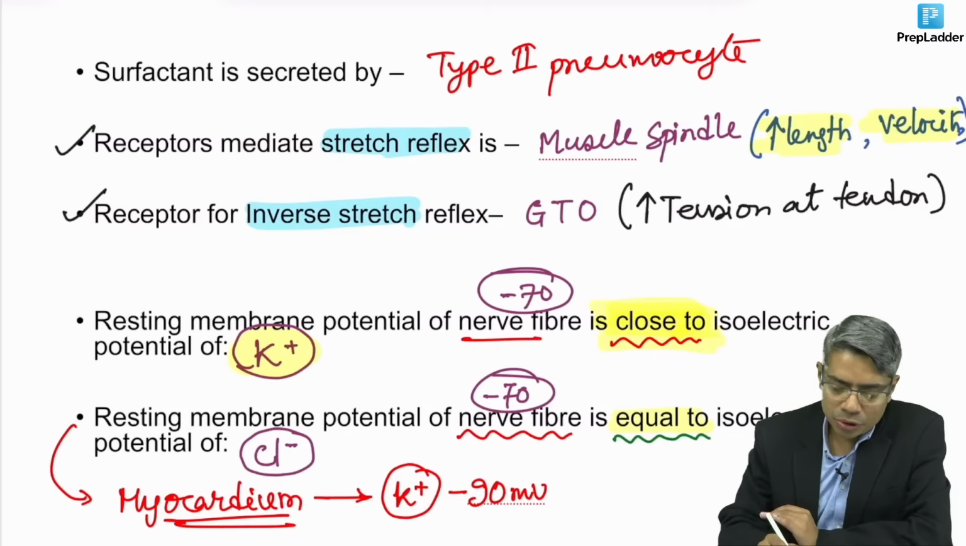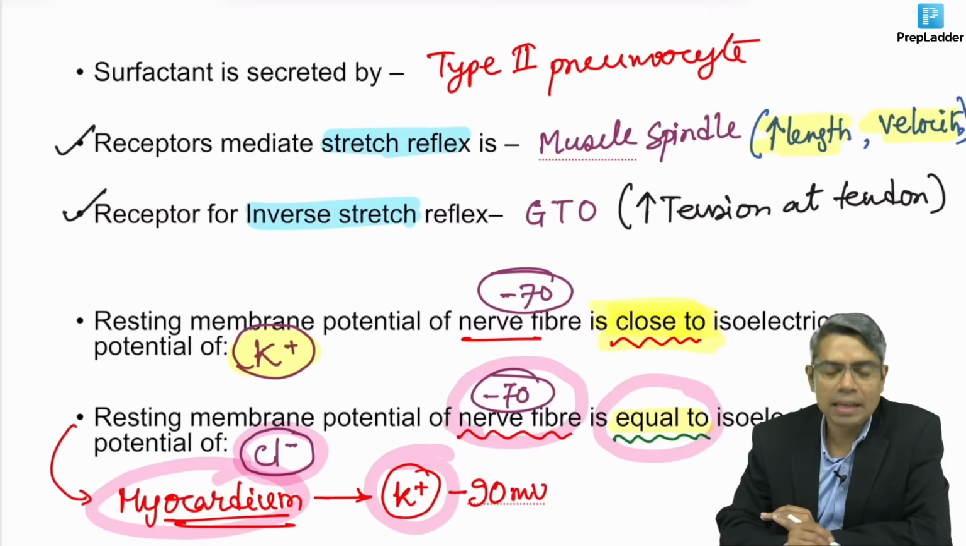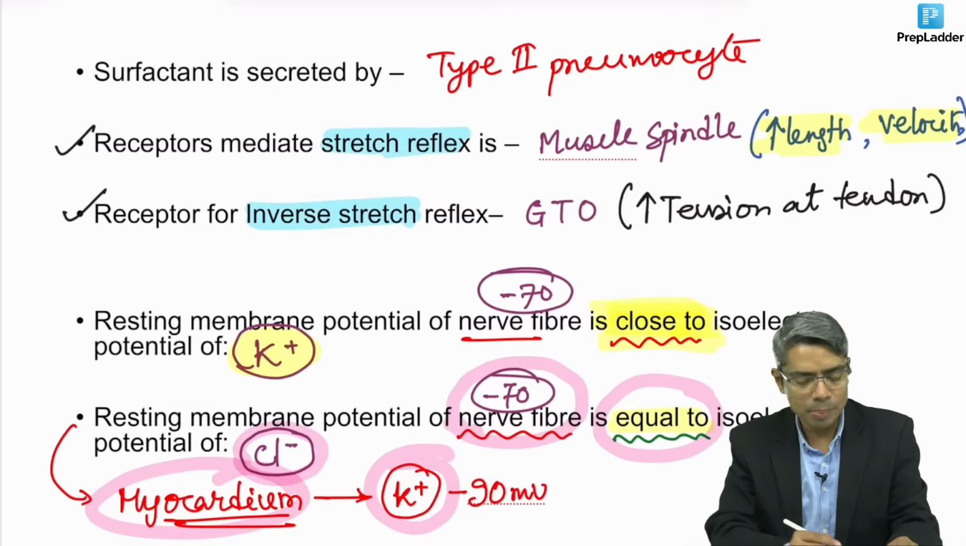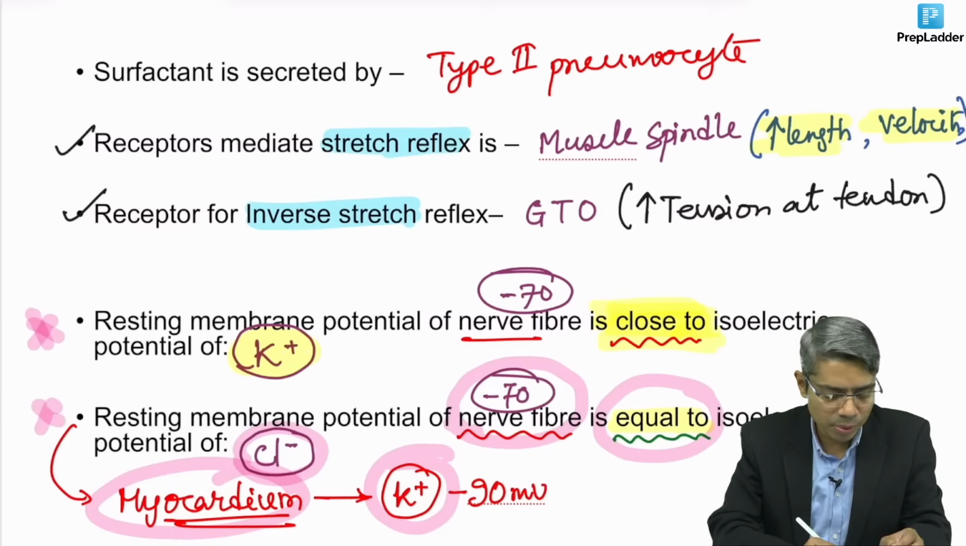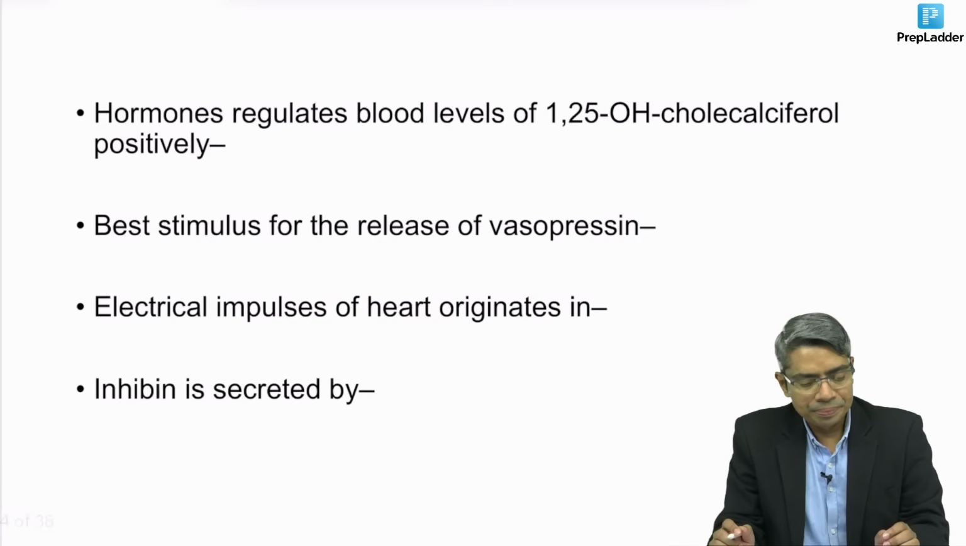But whenever the question is "equal to", then you have to look at which tissue they are asking about. It is nerve fiber, so chloride. If it is myocardium, then the answer is again potassium. So, these two statements are very important for your upcoming MCQ. Remember this, okay. Next question.